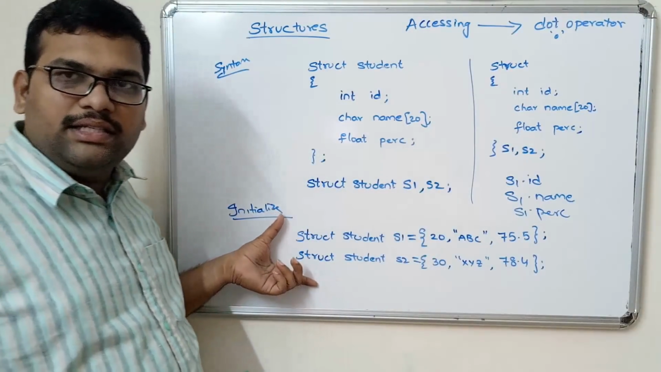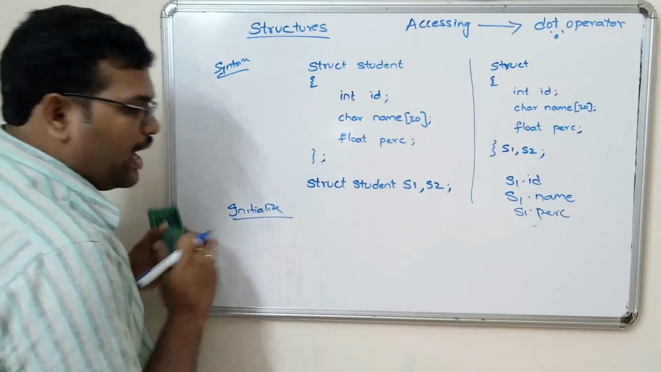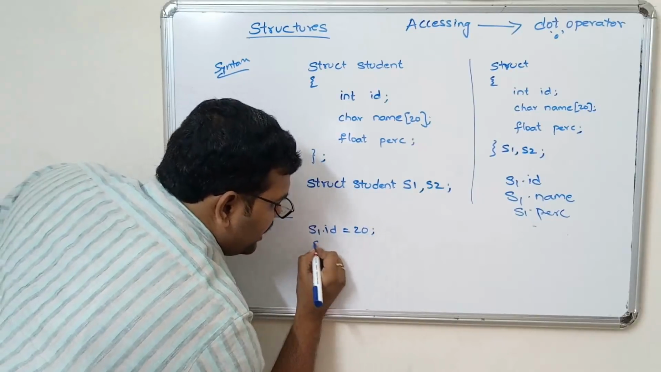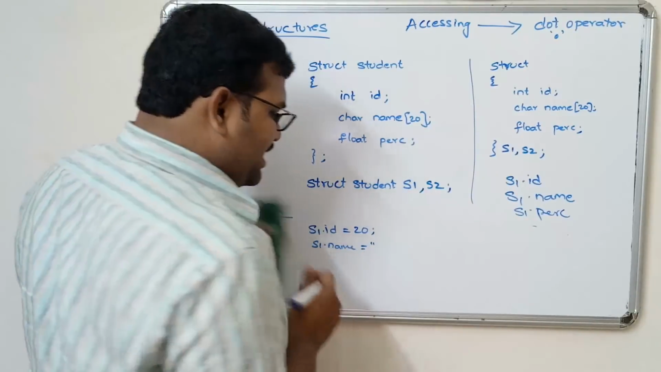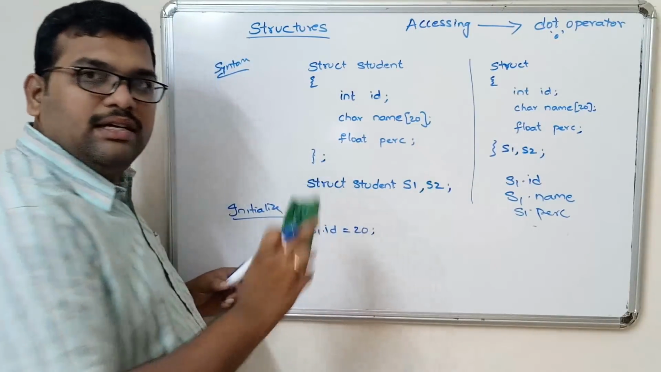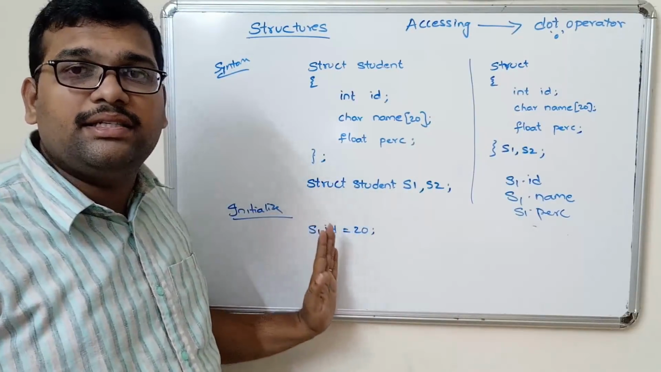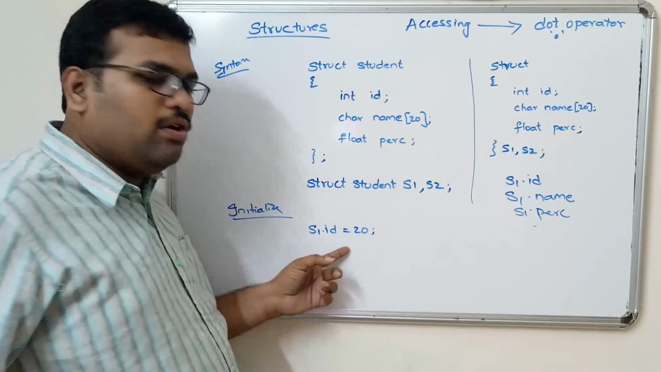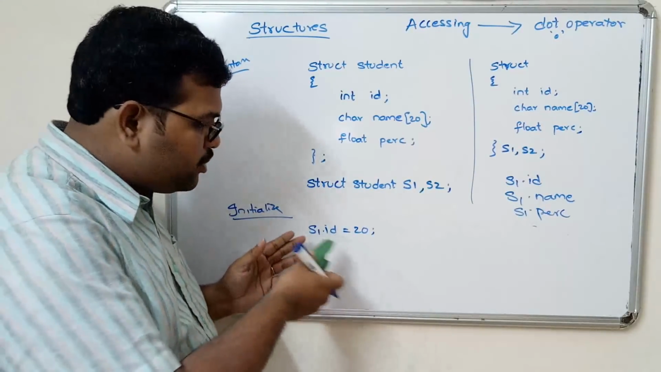So this is the direct initialization, or simply by using this accessing also we can write S1 dot ID is equal to 20, S1 dot name is equal to. This direct initialization can't be done in the strings, right? For this we have to use the same structure variable, or we can use the pointer and then we can directly initialize a name to the character arrays. So like this simple initialization also we can assign the values to the members of a structure variable.